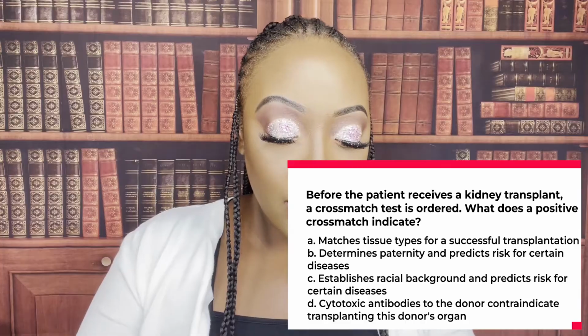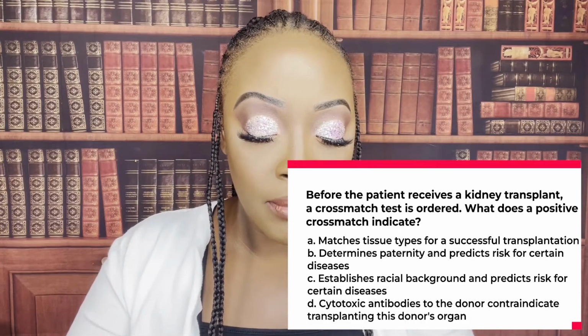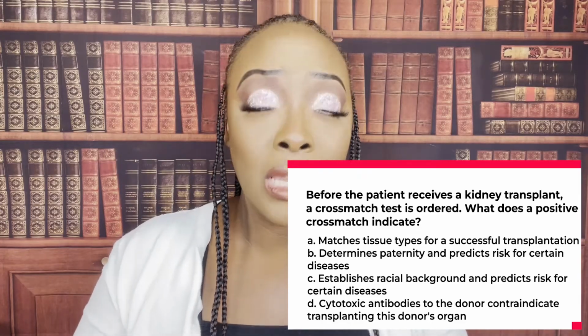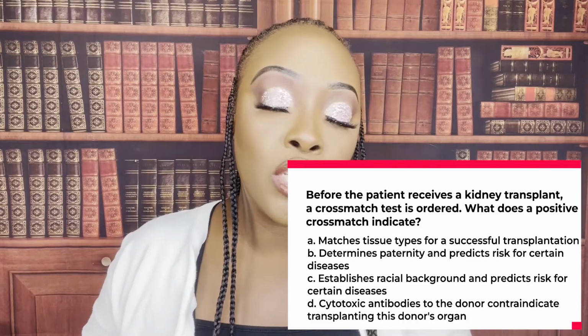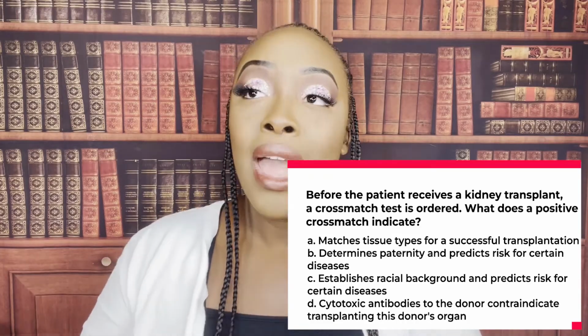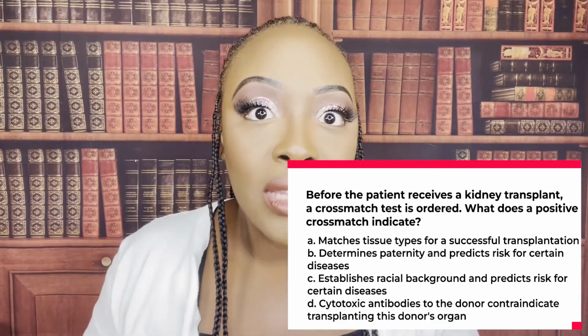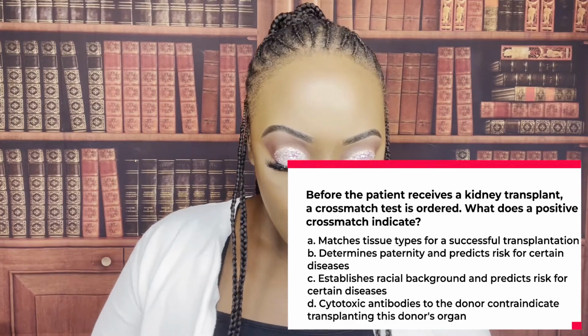Choice C establishes racial background and predicts risks for certain diseases. No, that's not what this test is for. It's for seeing if the transplant is going to be successful. And if it's positive, that lets you know the transplant is not going to be successful. Again, this is not a DNA or a pathogenetics. So that's false. And then, where were we?